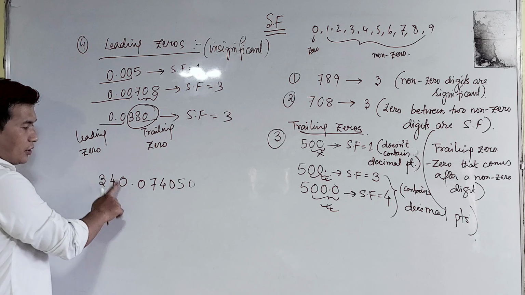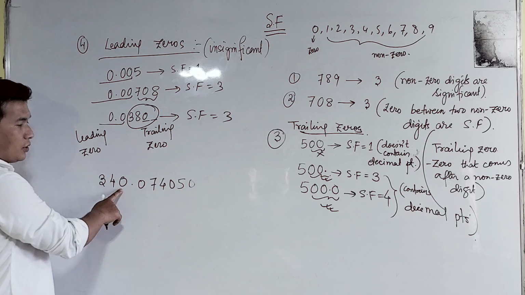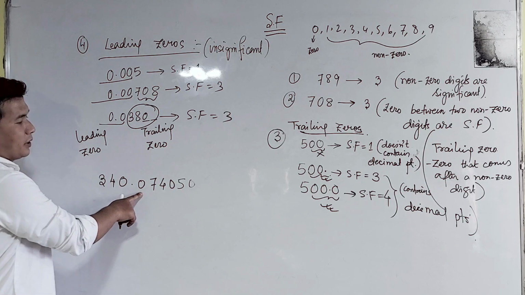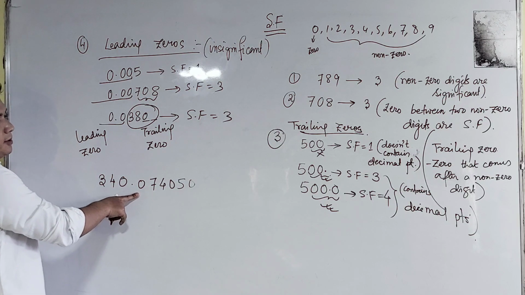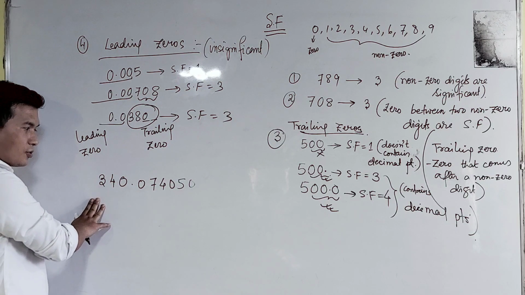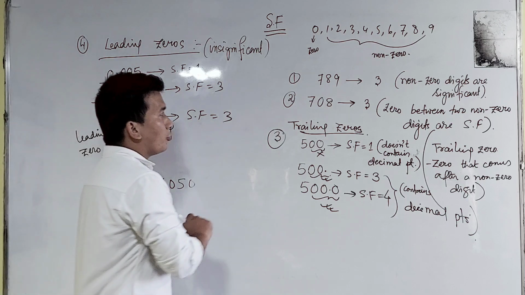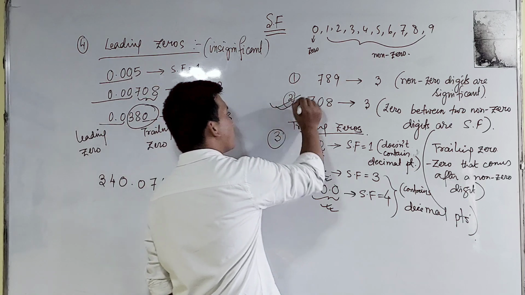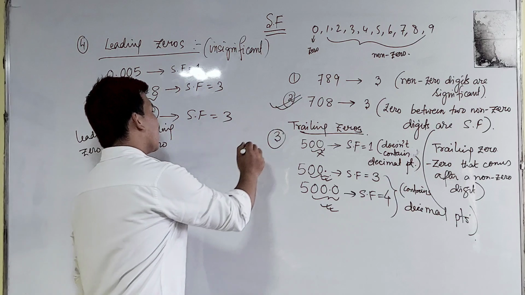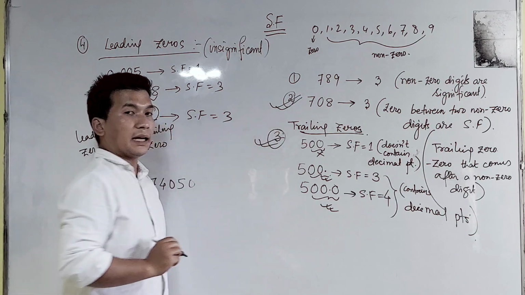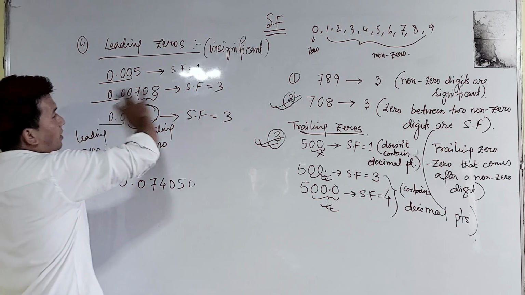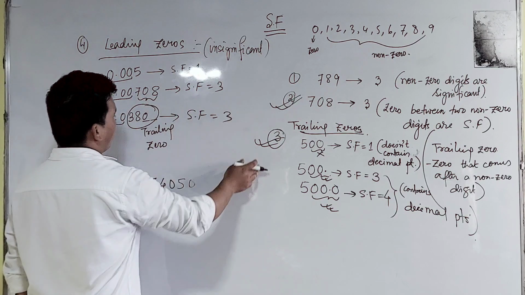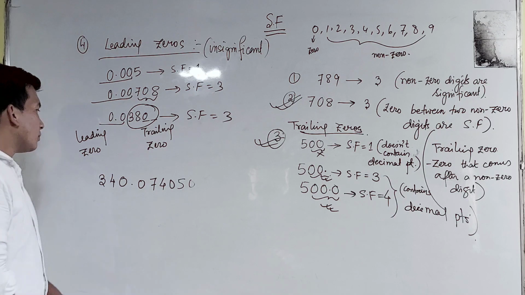Are we going to count this 0? Yes, we are going to count this 0. This 0? Yes, we are going to count this 0. We are going to apply the second principle and the third principle. Is that understood or not? It is the combination of formula number 2 and formula number 3 here.